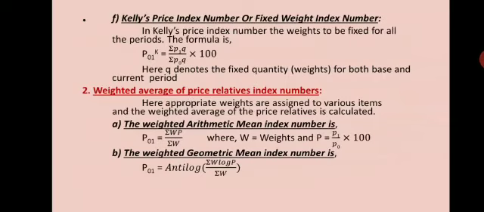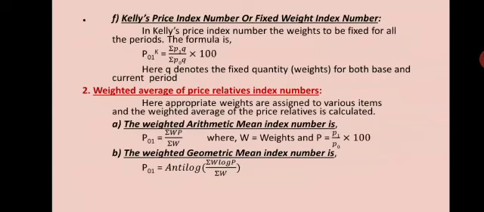The sixth method is Kelly's price index number or fixed weight index number. In Kelly's price index number, the weights are fixed for all the periods, and the Kelly's price index number formula is P01 of Kelly's, which is equal to summation P1 Q divided by summation P0 Q into 100. Here Q denotes the fixed quantity or weights for both base and current period.